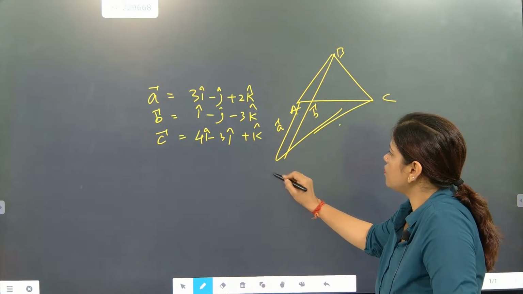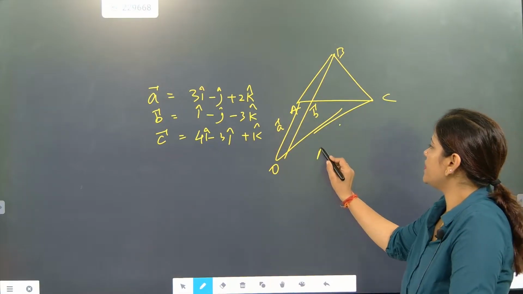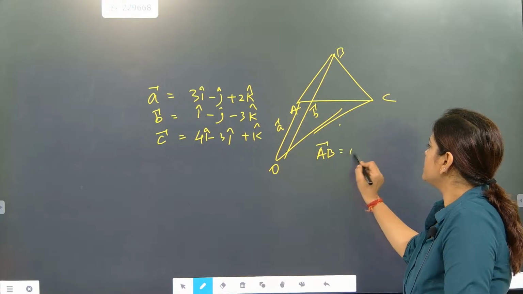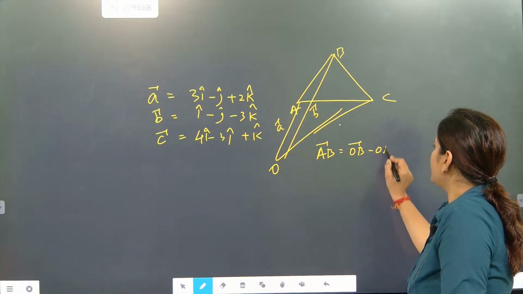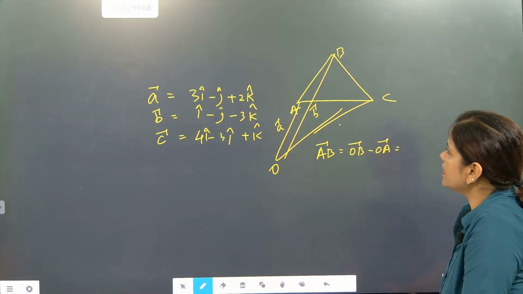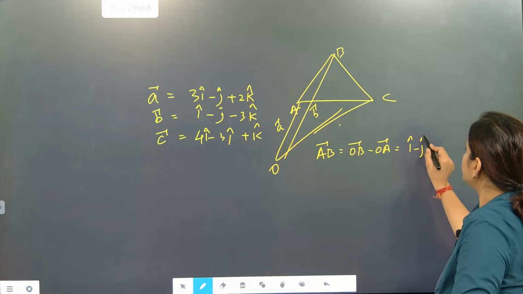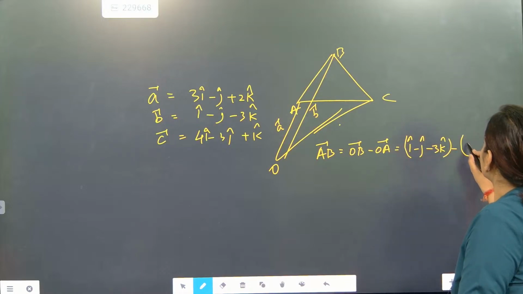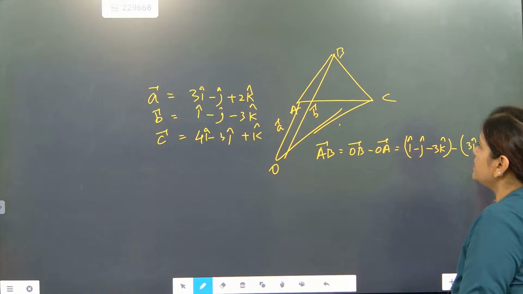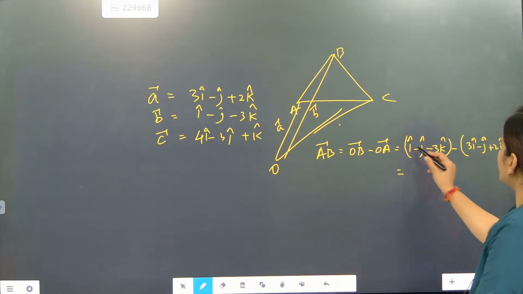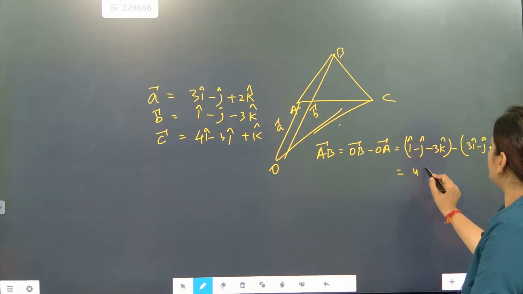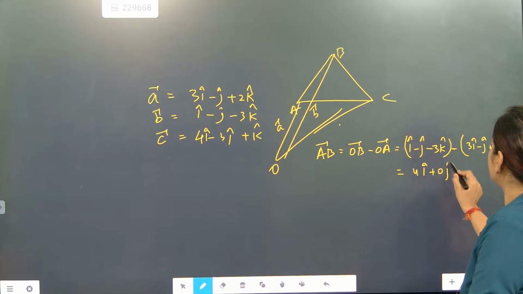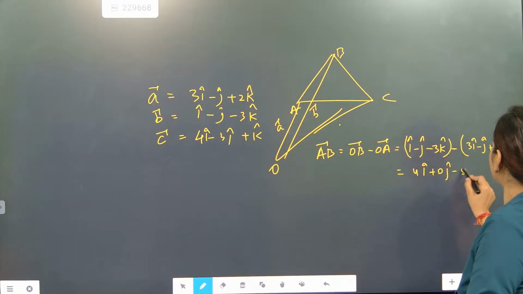So now once the origin O is connected, first we have to find the AB vector. AB vector is OB vector minus OA vector. So here I minus j minus 3k minus 3I minus j plus 2k. So it is coming 3 minus 3 plus 1, 4I, and this is plus j minus j, 0j, and here minus 3 minus 2, minus 5k.